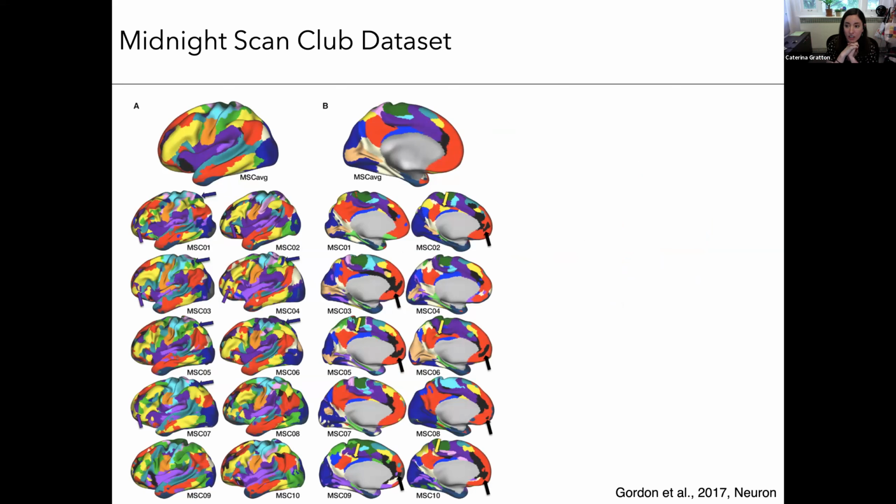With this very large amount of data, you can start to make very detailed maps of brain networks in these individual participants. What I'm showing you here is the group average map from the Midnight Scan Club. At the top, you may remember, if you have very good memory, that this is actually very similar to the average I showed you earlier from 120 other individuals. So even with just 10, the averages start to look similar to one another.